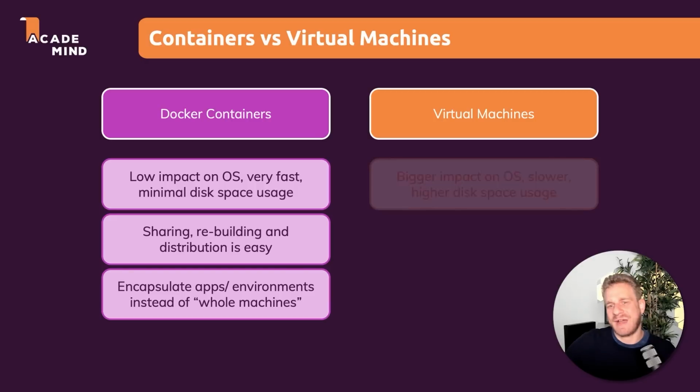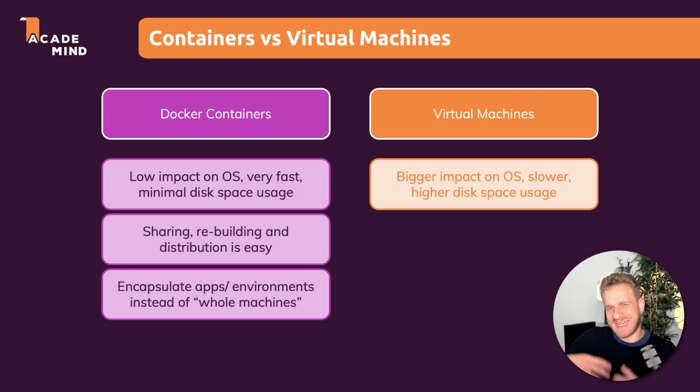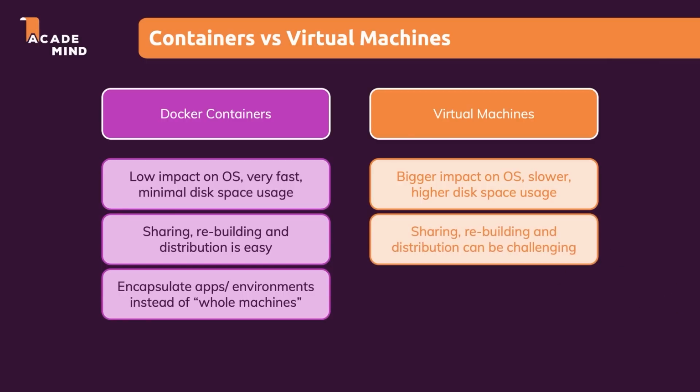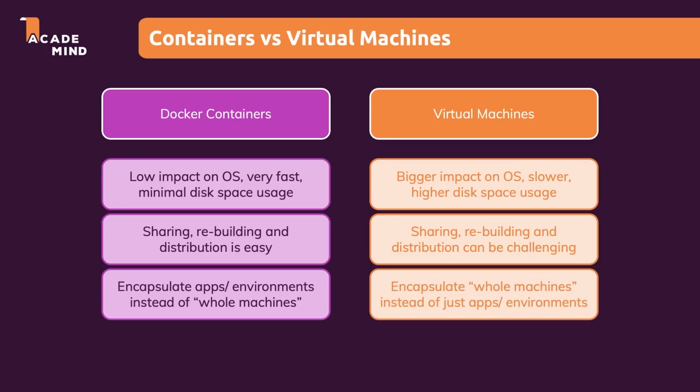Virtual machines, on the other hand, have that bigger impact on the operating system. They tend to be slower, and they also tend to eat up more of our disk space. In addition, as I said, sharing, rebuilding, and distribution, that all can be done, but may also be trickier than with containers and Docker. Still, of course, we encapsulate our environments, but we don't just encapsulate our app and what it needs to run, but entire computers. It's like having a totally separate machine, which in rare use cases could be an advantage, but often it's just a bloated thing which you don't necessarily need.